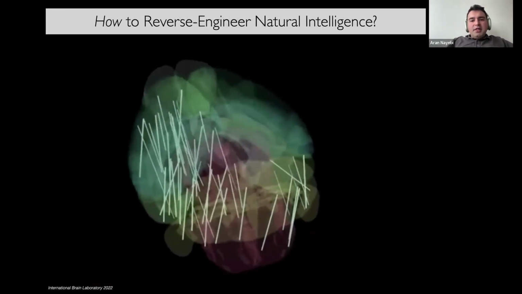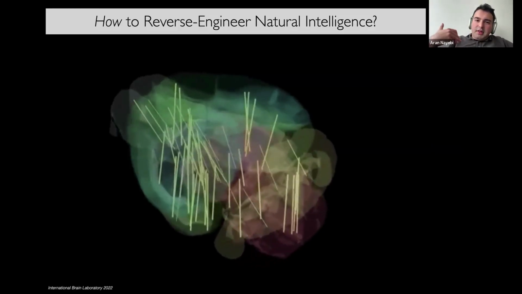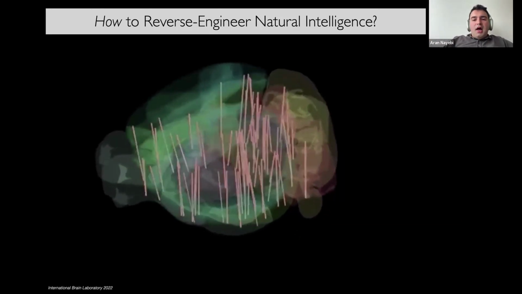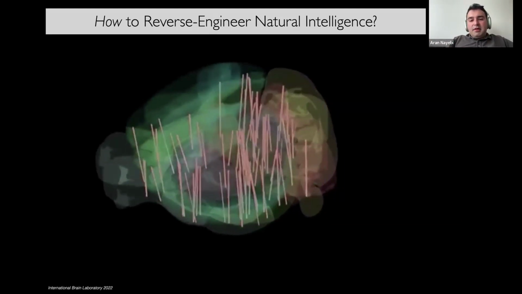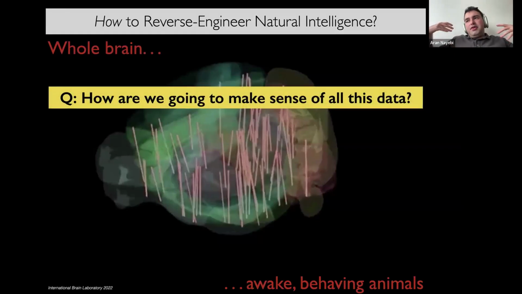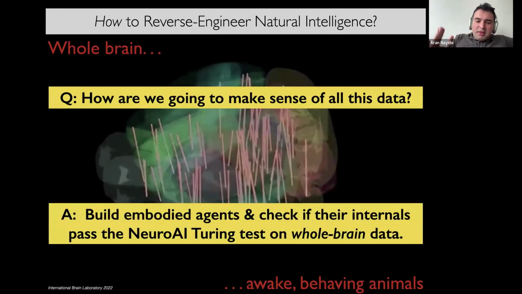So nowadays, we're in a revolution in neuroscience where we're collecting more and more brain data, right? And this is the way the NeuroAI Turing test connects to what we're going to do here. This, for example, is from the International Brain Laboratory, from a rodent brain with Neuropixel probes. So you can record thousands of units while the animal is awake and behaving. And with this data comes a bigger question of how we're going to make sense of all this and get a window into cognition. And really what we're going to do here is build embodied agents and check if their internals pass the NeuroAI Turing test on this type of whole brain data that's being collected.